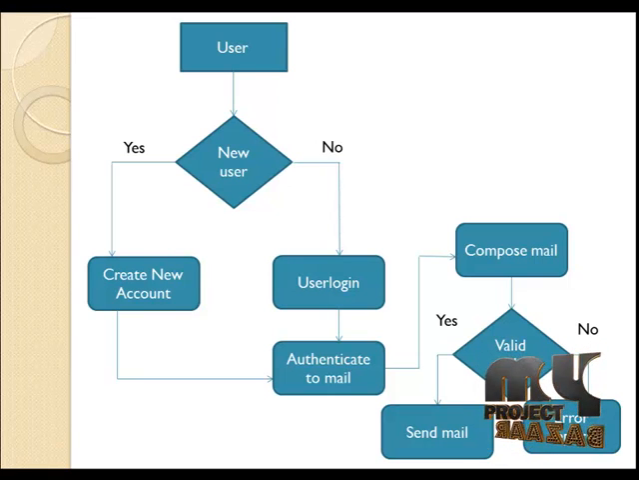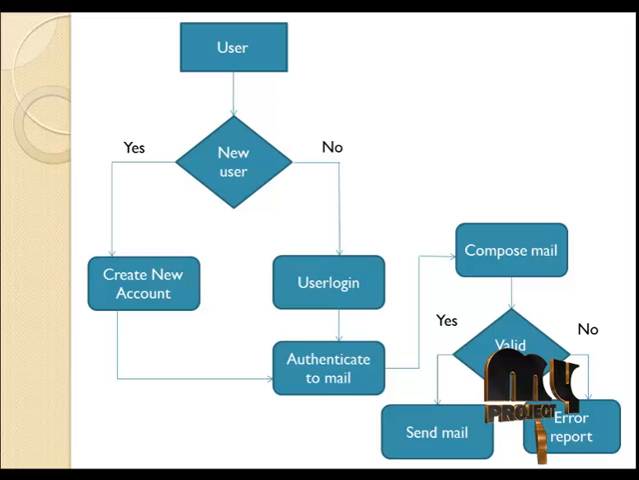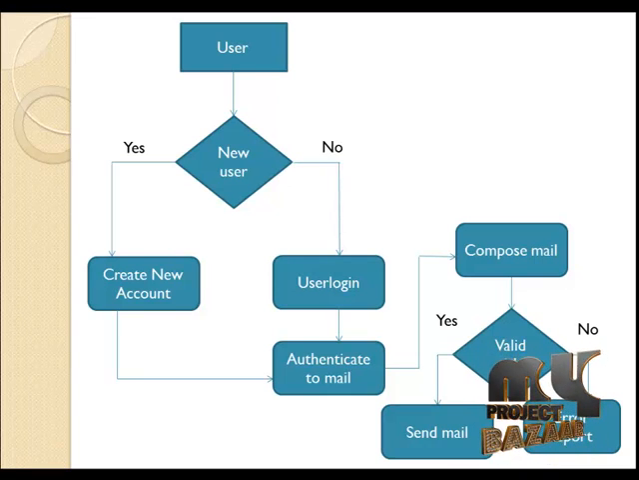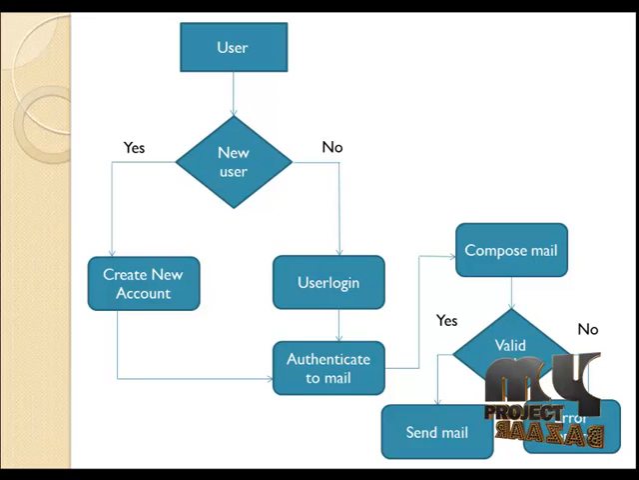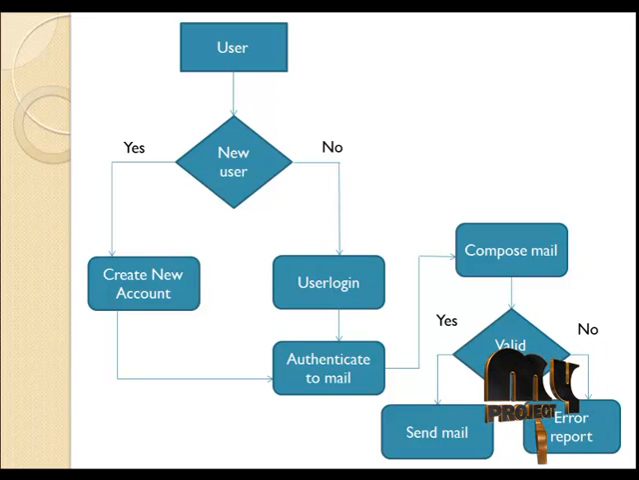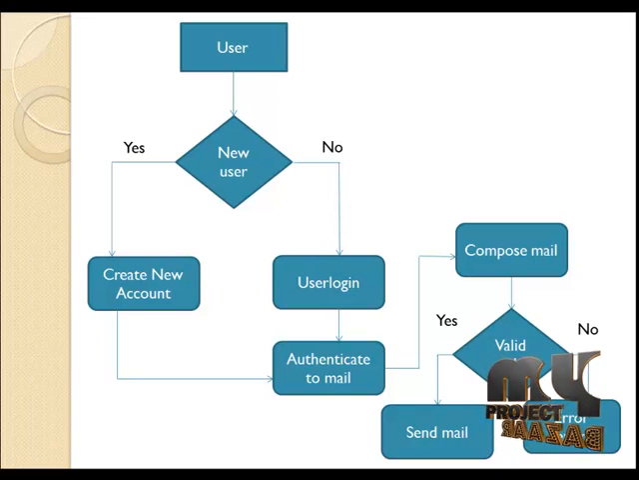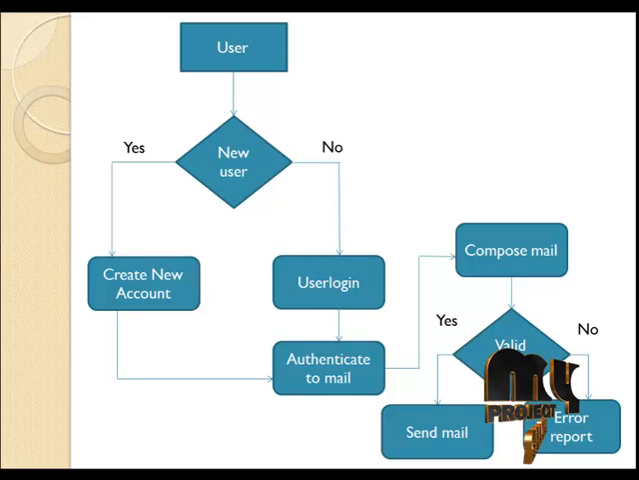Or else, if the user is an existing user, they go directly to the user login form and log in by giving their email ID and corresponding password. After the validation, if it is true, then only the user is authenticated to mail, or else the process is repeated from the basics. After the mail authentication is done, they have the privilege to send a mail to the receiver.